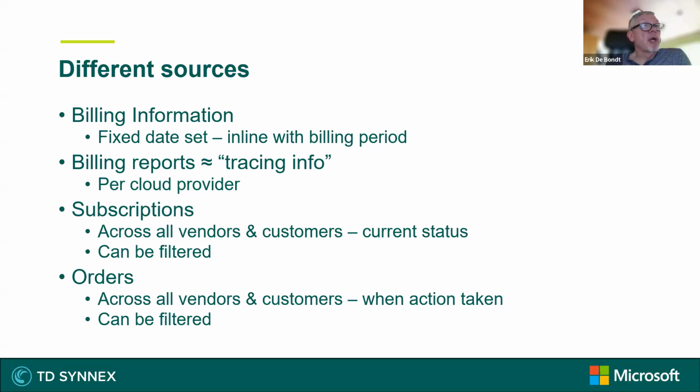It's always both, subscriptions and orders, for all vendors and customers. It's the current status for the subscriptions, and for the orders you see the data when the orders are being done, and both of them can be filtered before the export is being done. So let me show you the subscriptions.